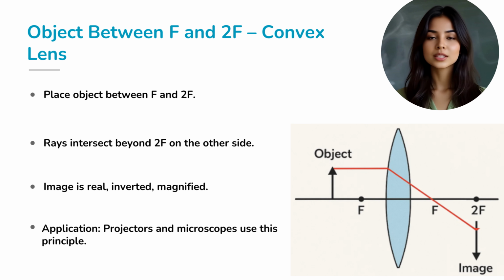So to summarize, when the object is between f and 2f, the image is formed beyond 2f and it is real, inverted, and magnified. This is the case that makes lenses the true enlargers of the optical world.